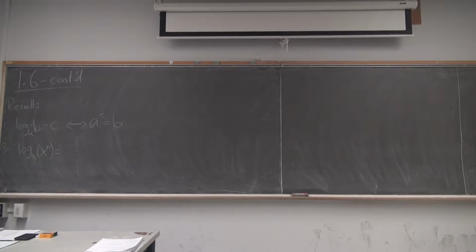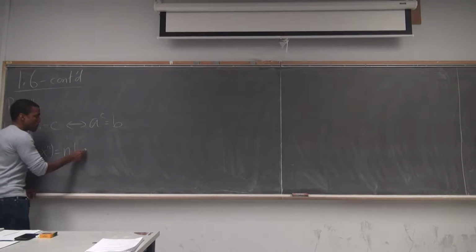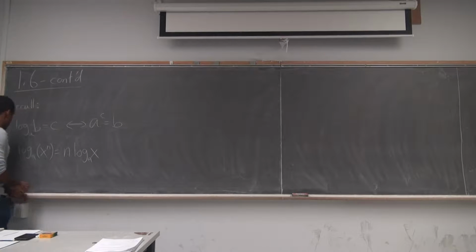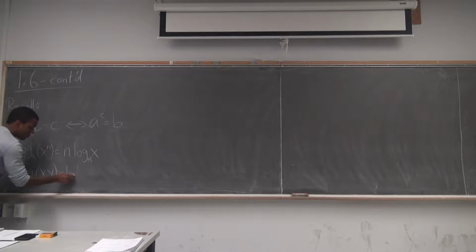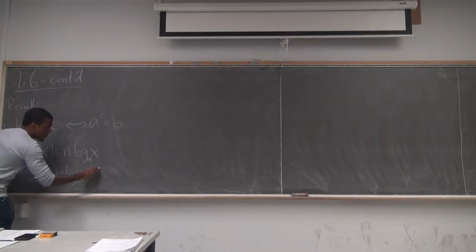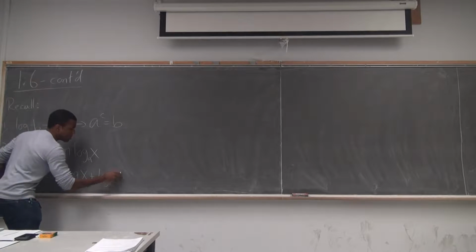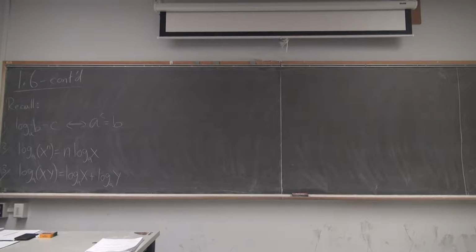We also have this rule. Log of something to a power is the power times the log. Right, you can bring powers down. Logs turn powers into products. I also have log to the base a of a product, which is log a of the first plus log a of the second. Right, logs turn products into sums.